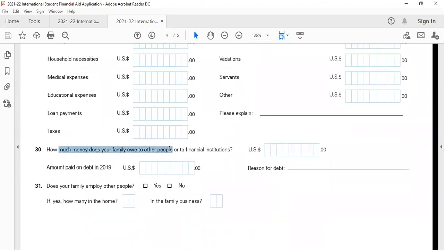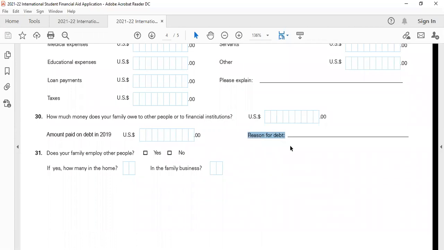How much money does your family owe to other people or to financial institutions? So if they have taken any loan, you can mention that amount here. How much amount did they pay on that debt? And why did they take that loan? Was it a home loan, an education loan, an automobile loan, a personal loan, or any other kind of loan? You need to mention that over here.